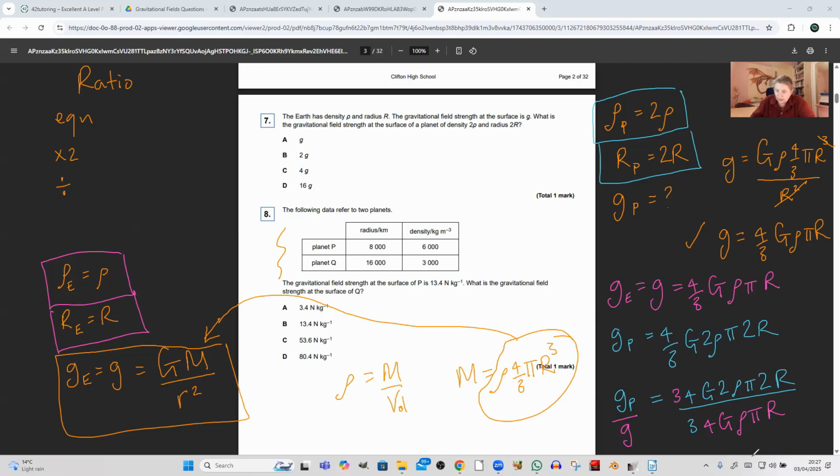Okay, and now we can go through and cancel everything. So I can cancel my 3s, I can cancel my 4s, I can cancel my g's, I can cancel my rhos, I can cancel my pi's, I can cancel my r's, and I'm left with 4 on the top. So you can see that GP is equal to 4 little g, and my answer is that one. Okay, yay! That was a much better one.